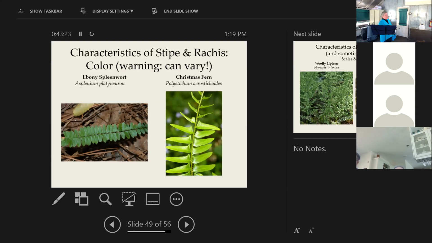Haven't talked about ebony spleenwort. It's common here in the Piedmont. Little clumping fern, can get to 2 feet, but rarely does. And it can be grown. Larry gives it a 3. I'm sorry. We're almost done.